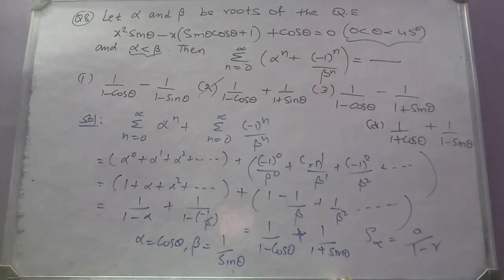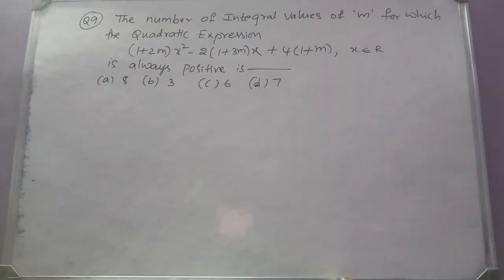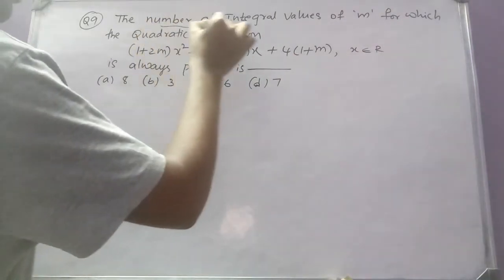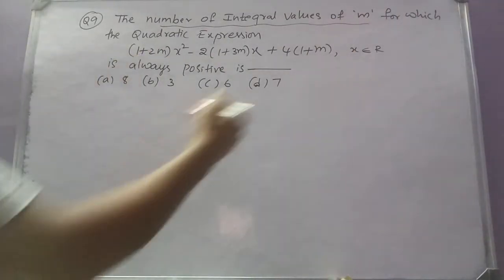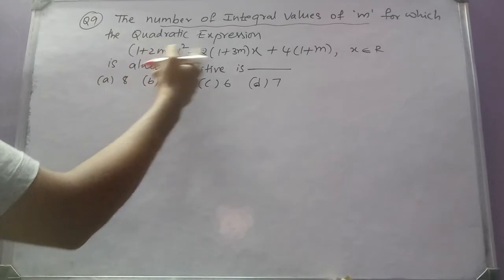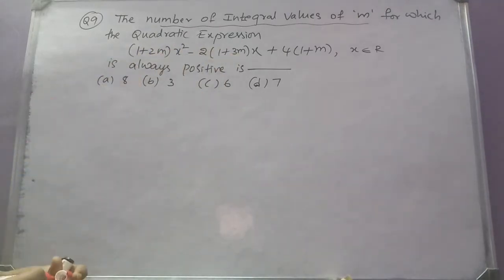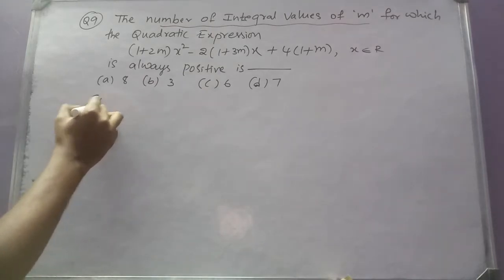So I hope you have understood this. We will go for the next question. Our next question. The number of integral values of m. This is important. How many integral values of m are possible for which this quadratic expression, where x belongs to R, is always positive. Very easy question.